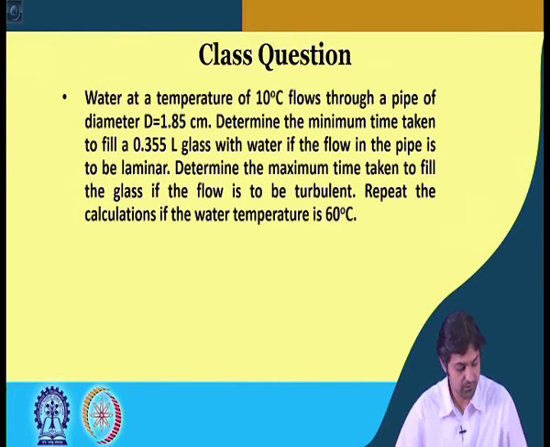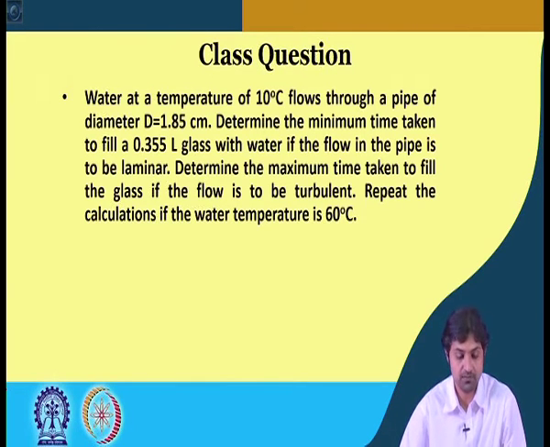Now there is a question. Water at a temperature of 10 degrees centigrade flows through a pipe of diameter 1.85 centimeters. Determine the minimum time taken to fill a 0.355 liter glass with water if the flow in the pipe is to be laminar. The second part is to determine the maximum time taken to fill the glass if the flow is to be turbulent. And we have to repeat the calculation if the water temperature is 60 degrees centigrade.